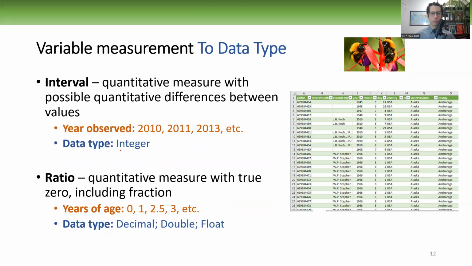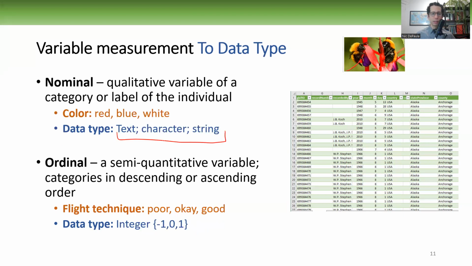Interval often is going to be represented by integer, but I think in some cases it could be represented by decimal, where the values have a decimal point. And the ratio usually is going to be represented by data type decimal, sometimes called double or float, once again depending on the programming language or platform you're using. So these are the data types or data structures. And usually these are the native data structures of computer programs: integer, decimal, and character.